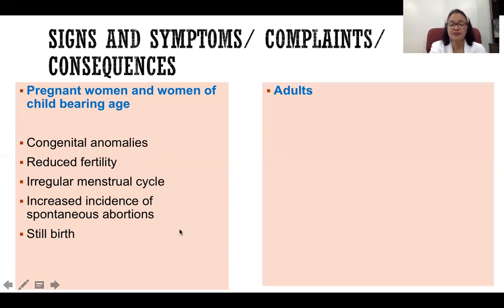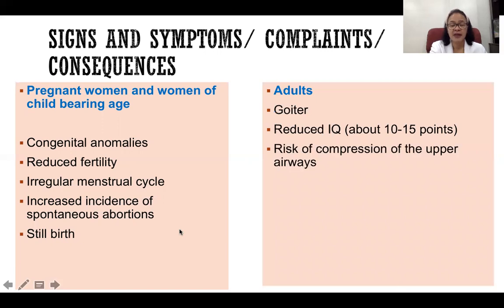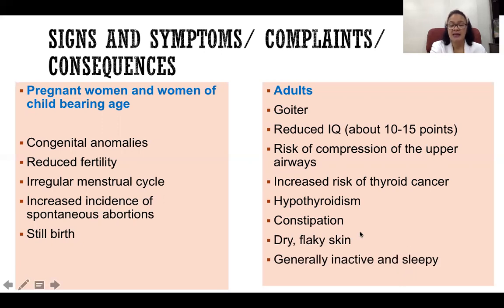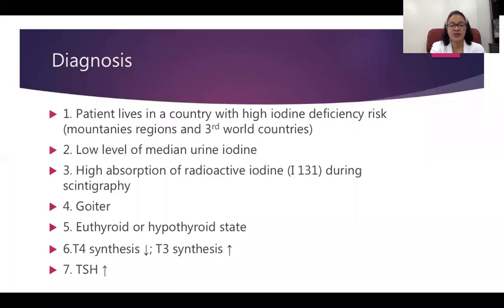And for adults, aside from goiter, they might have reduced IQ, risk of compression of the upper airways, increased risk of thyroid cancer, hypothyroidism, and even constipation and dry, flaky skin. And usually they are inactive, most of the time sleepy. And then they have cold intolerance.